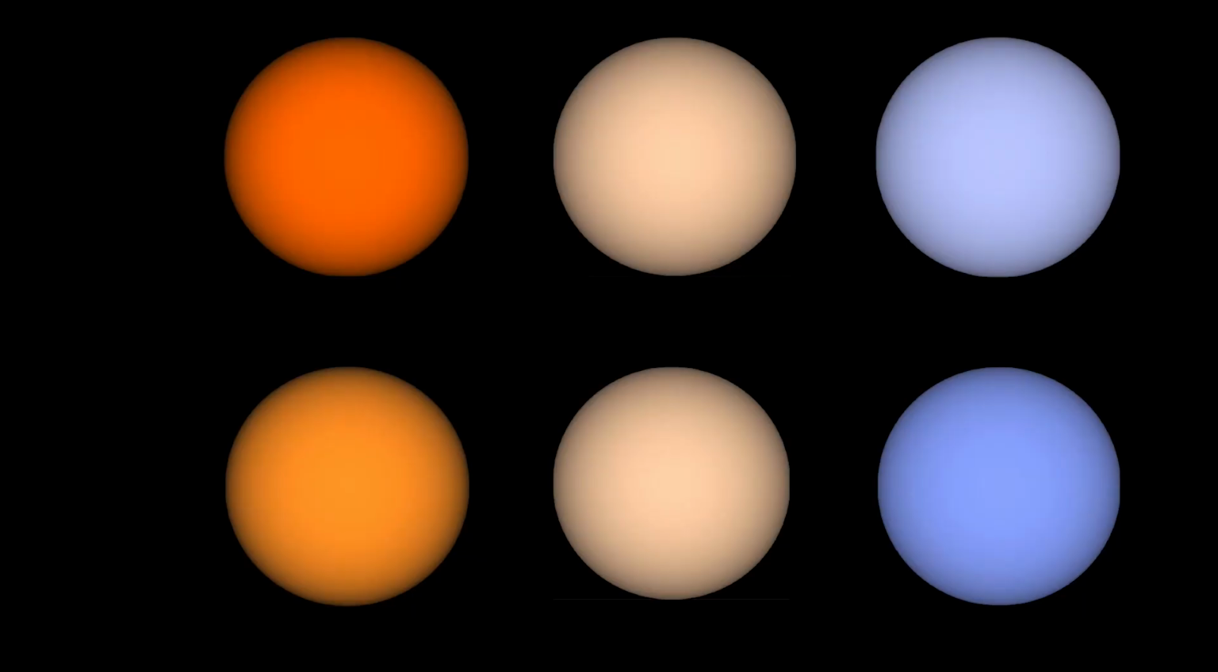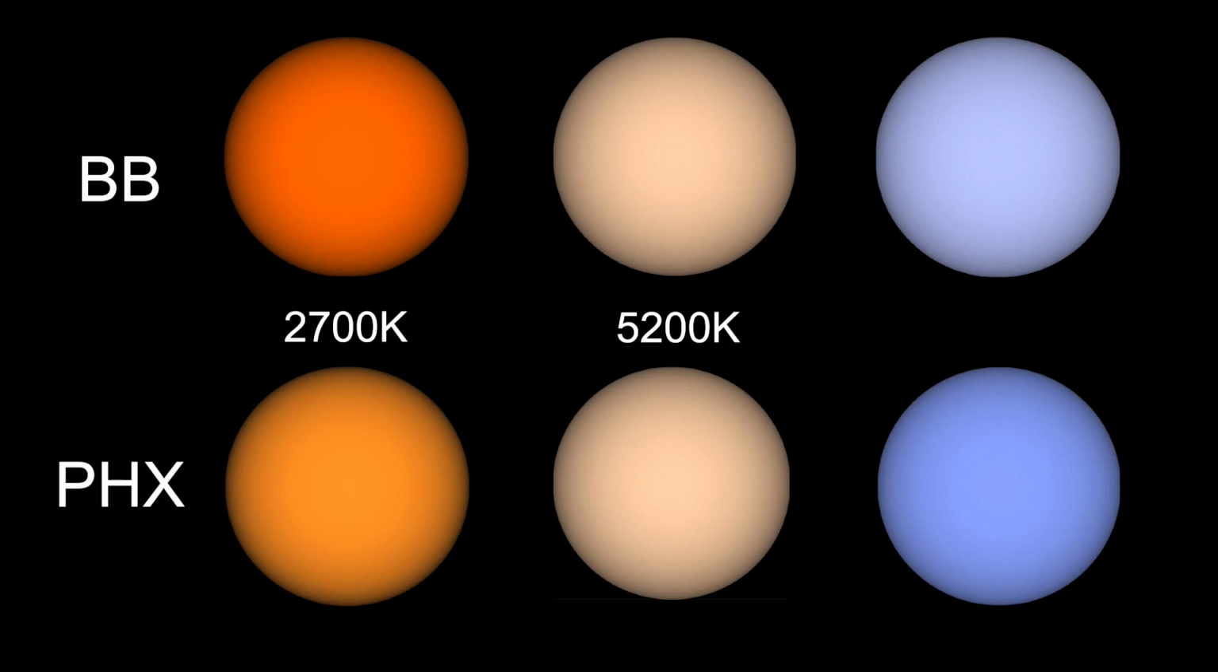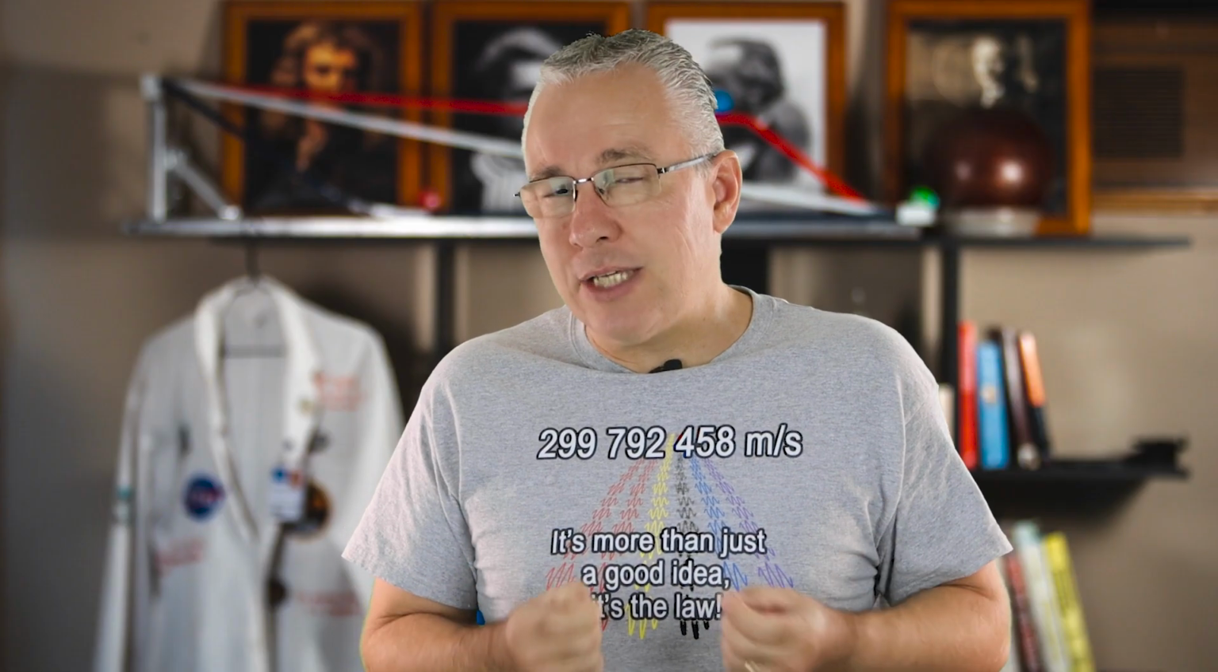So here are the color representations that they found, and in the top row you can see the simulation based on the blackbody curve, and the bottom via the Phoenix simulation. And here we've got three different temperatures shown: the first is 2700 Kelvin, then 5200 Kelvin, and then 8000 Kelvin. And you'll notice here there is a difference in the color that we perceive. So the point is this: you can't use the color of a star to determine the temperature of that star.